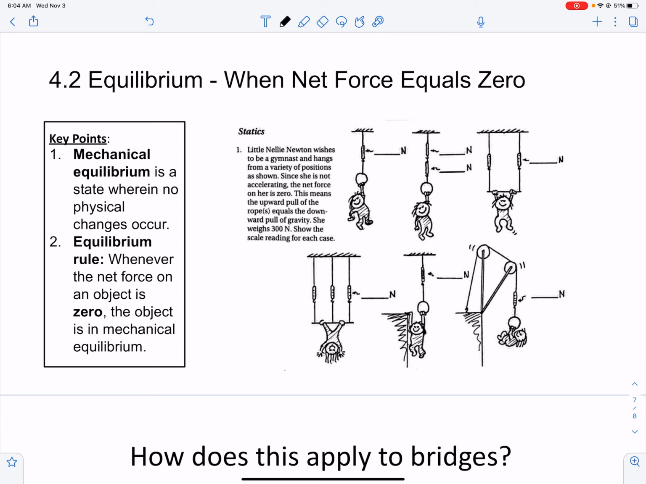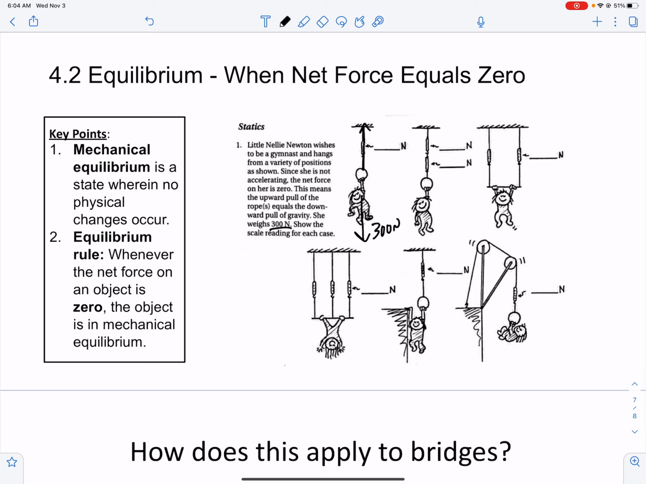Let's do a little bit more challenging ones. We have Nellie Newton. She weighs 300 newtons, 300 newtons downwards. What must the force of tension here be such that she doesn't accelerate downwards, such that she's in equilibrium? 300 newtons. Arrows pointing in opposite directions. Subtract. Here's a little bit trickier one.